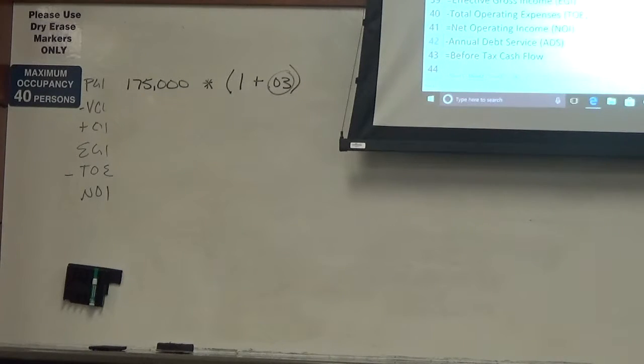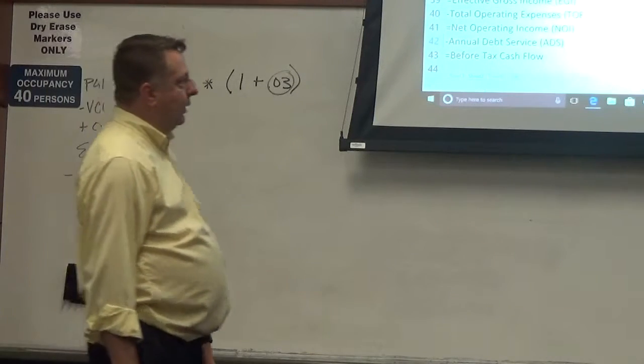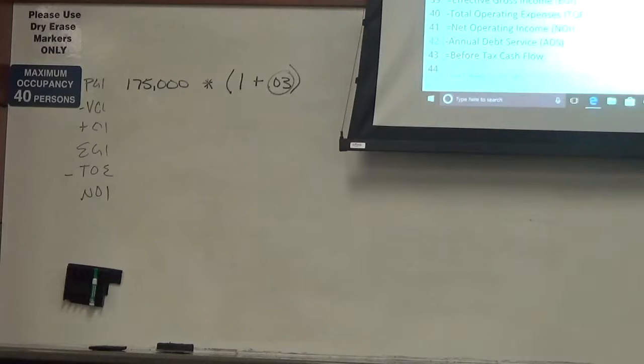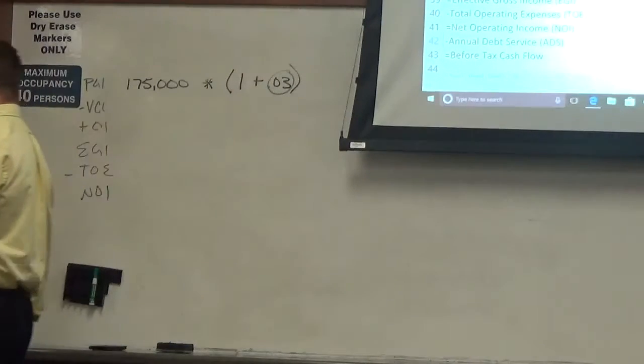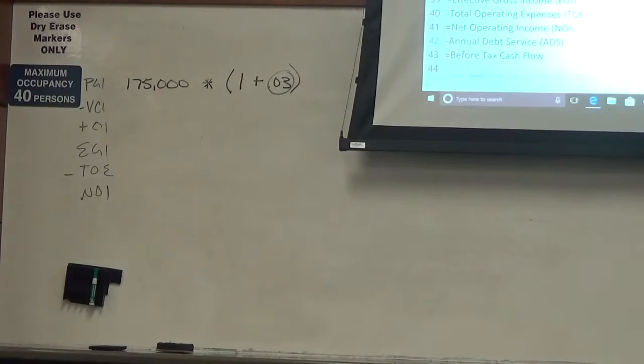And then the annual debt service, what I did was take B27 divided by B28. Again, more than one way to get there as well. Okay, and then lastly, at least for this column, the before tax cash flow, C41 minus 42.